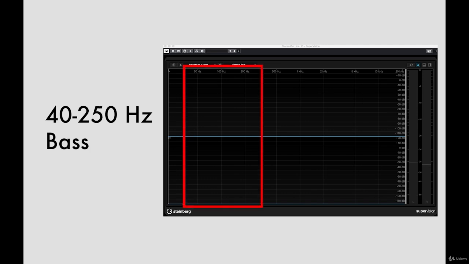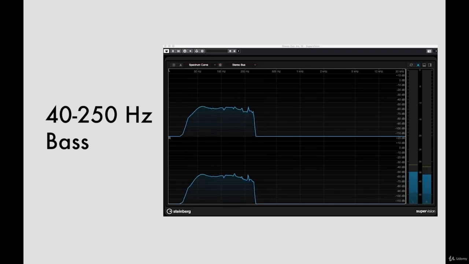The area from 40 Hz to 250 Hz is called the bass range. This is the home of the kick drum, bass guitar, bass synths, and double bass. If you have too much of this range in your music, it will sound boomy. If you have too little, it will sound weak.